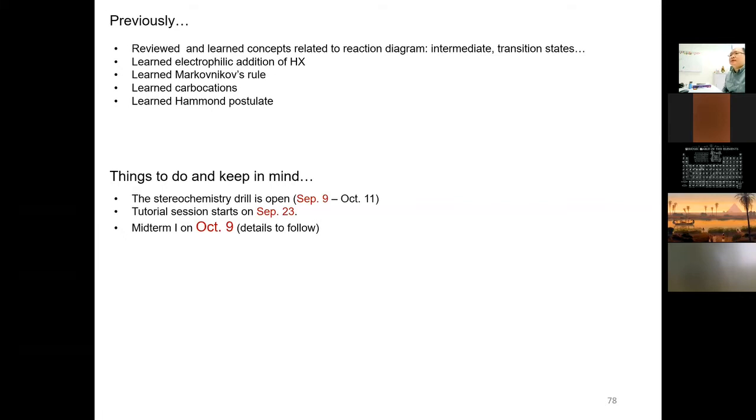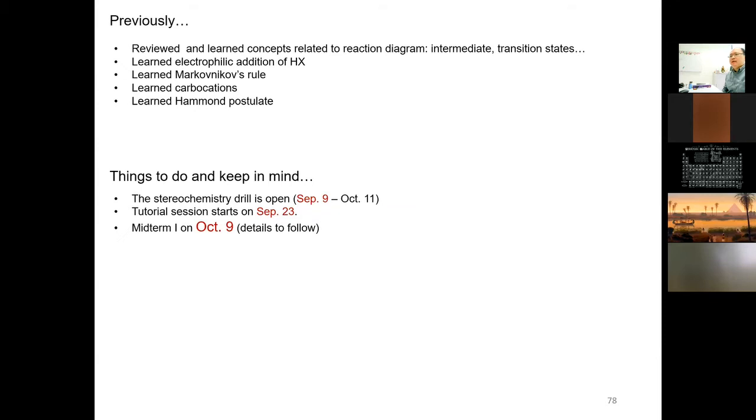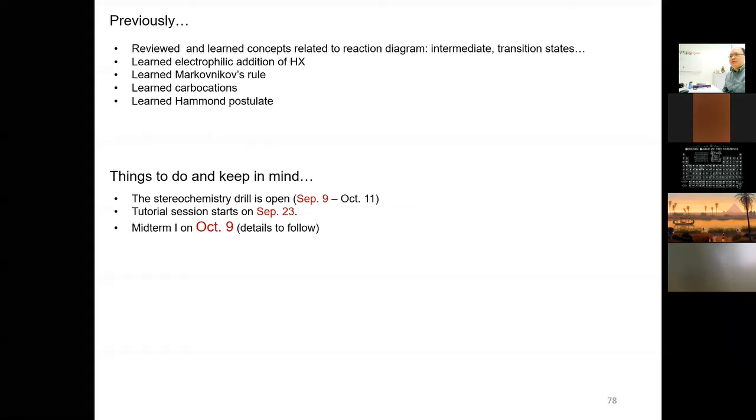Okay, and we started the electrophilic addition of hydrogen halides, like hydrogen bromide and hydrogen chloride. I introduced Markovnikov's rule, and the very foundation of that rule is the stability of carbocations. In order to explain Markovnikov's rule in the addition of HX, you also need to understand the Hammond postulate.